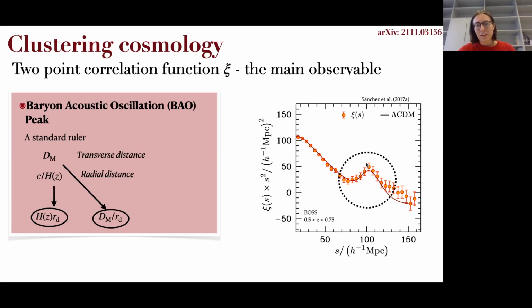And that, of course, is just the signature of the pre-recombination universe when baryons and photons were coupled together and competed with each other. And today, we just have this excess of galaxies found at this distance that refers to the distance that the acoustic waves traveled until baryons and photons decoupled. And by measuring this baryon acoustic oscillation peak parallel and perpendicular to the line of sight, we are able to use it as a standard ruler and obtain constraints for the Hubble parameter and the angular diameter distance, in terms of the standard ruler.